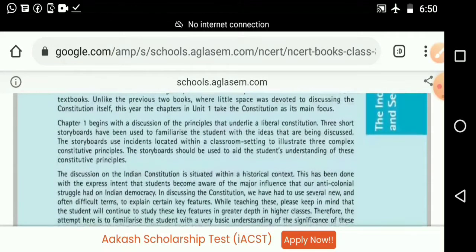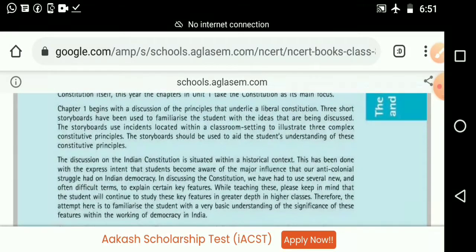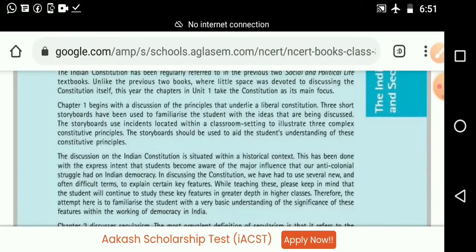In the history book also, we are purely thinking about the history, where we were colonized, from colonization to the present day, the modern history. With that we can see the development of the constitution at the same time. So in the first two chapters we are going to think about the Indian constitution and different parts of the Indian constitution. Chapter 1 begins with a discussion of the principles that underlie a liberal constitution.